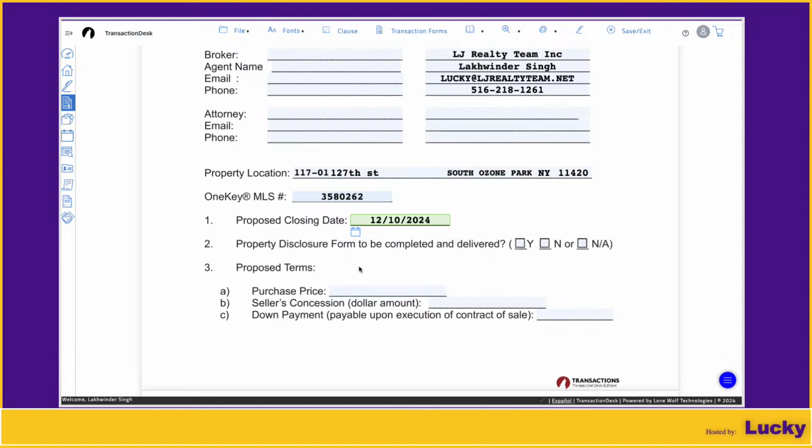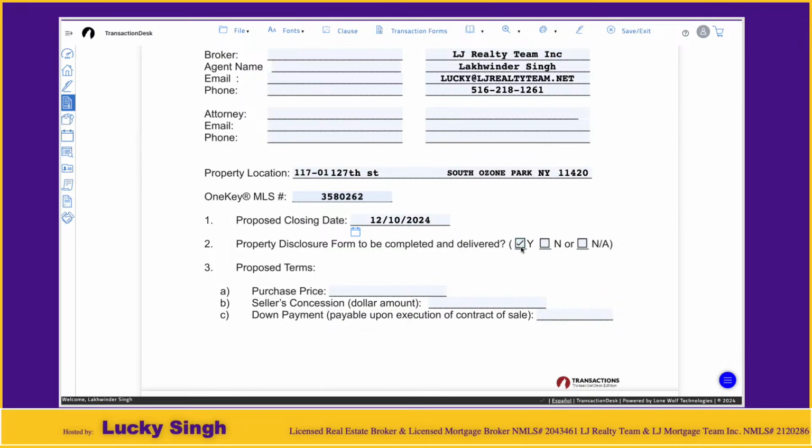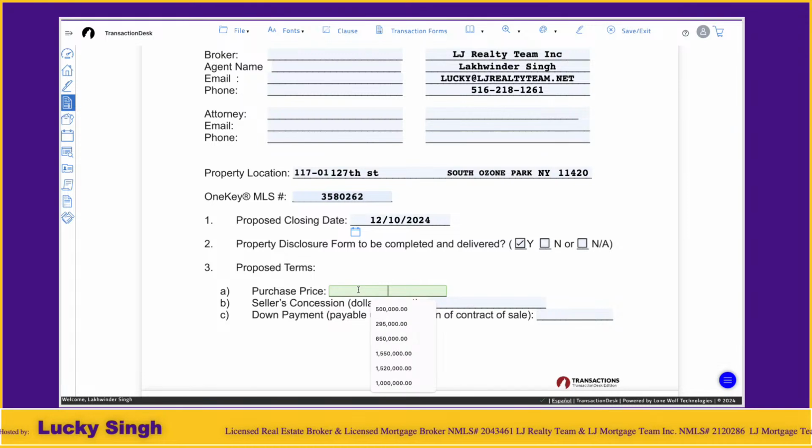Okay. Then it's asking you, number two, is that property disclosure form to be completed and delivered. You always want to click yes to this. It's saying that the seller has to provide a property disclosure form. So we know that if he or she knows anything about the property's condition, so you always want to click on yes.